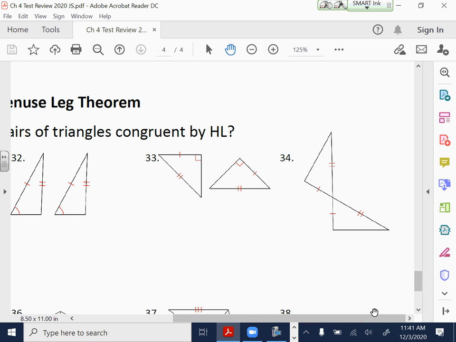Then these next two, they are right triangles. We have the hypotenuse and one of the legs. So this one's yes, you can tell. And this one, again, we have vertical angles here. So again, we don't have any right triangles marked on here. So technically, this would be side, angle, side. So I could tell you that they're congruent. But that's not what they're asking. They're asking if you can tell by hypotenuse leg.